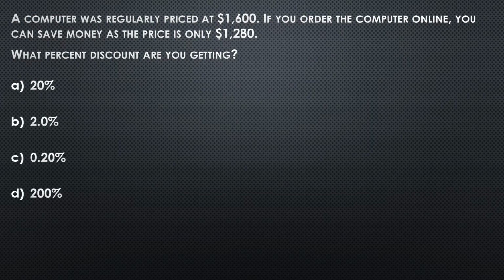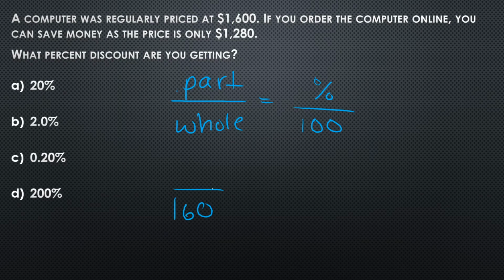Okay, so here is going to be our part over whole equals percent over 100. The whole price of my computer is $1,600. The part that I'm paying is $1,280. I don't know what my percentage is, so I'm going to put this over 100.